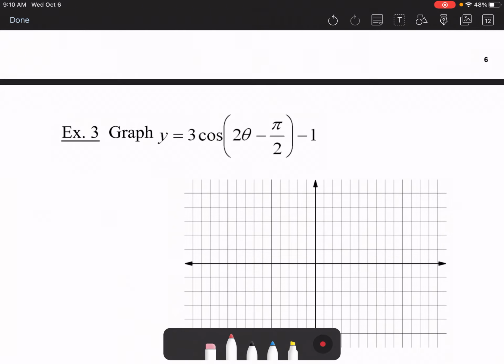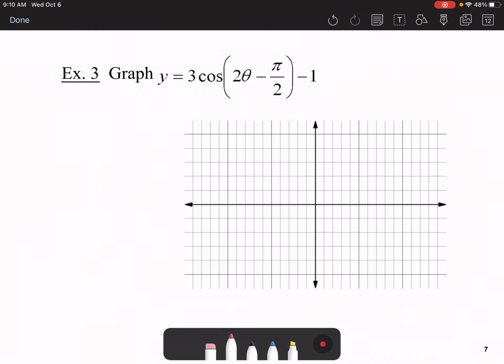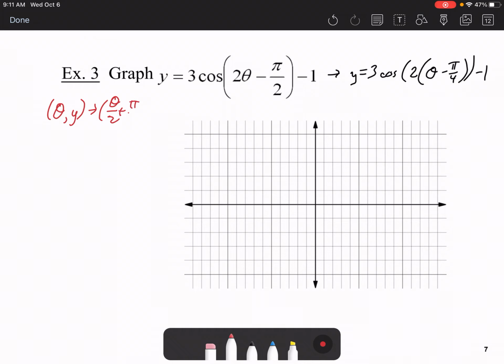Okay, let's try that again with another expression. Okay, so again, factor. Write your transformation statement. Here we're taking values of theta and we're dividing by 2, and we're adding pi over 4. Here we're taking our y values and multiplying by 3 and subtracting 1.